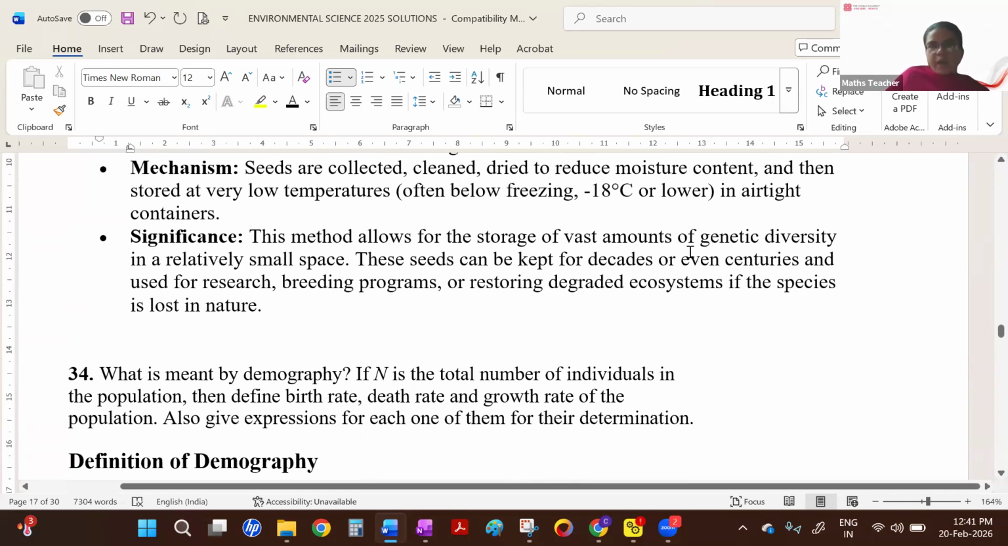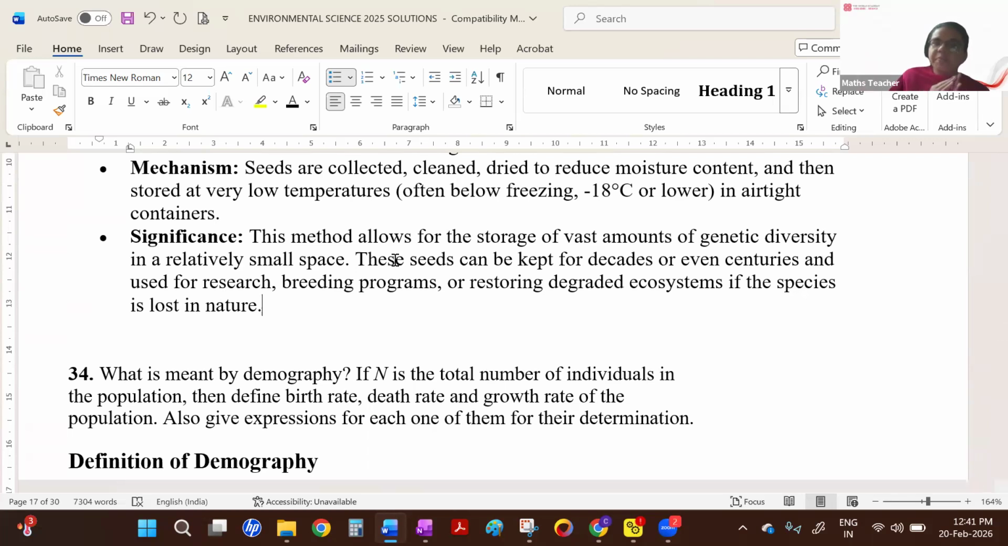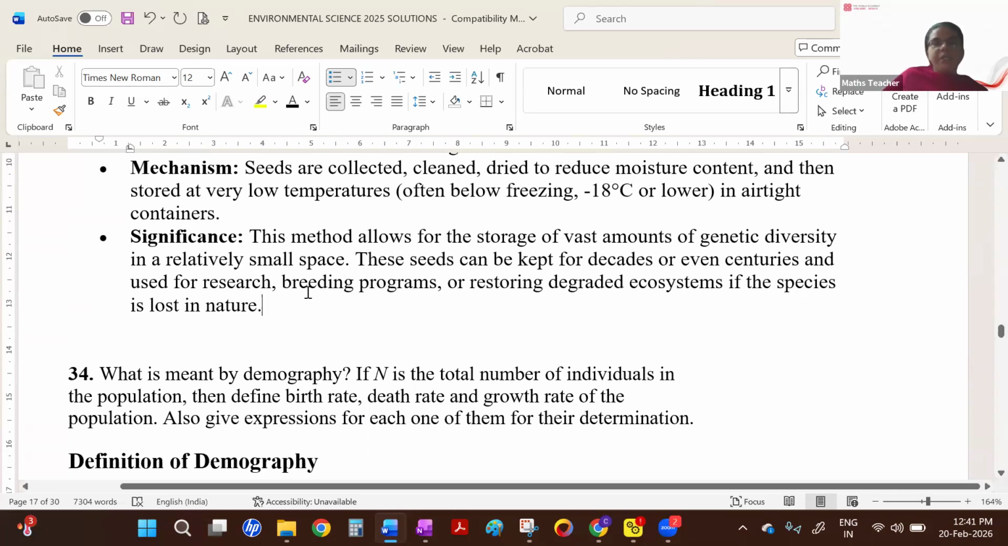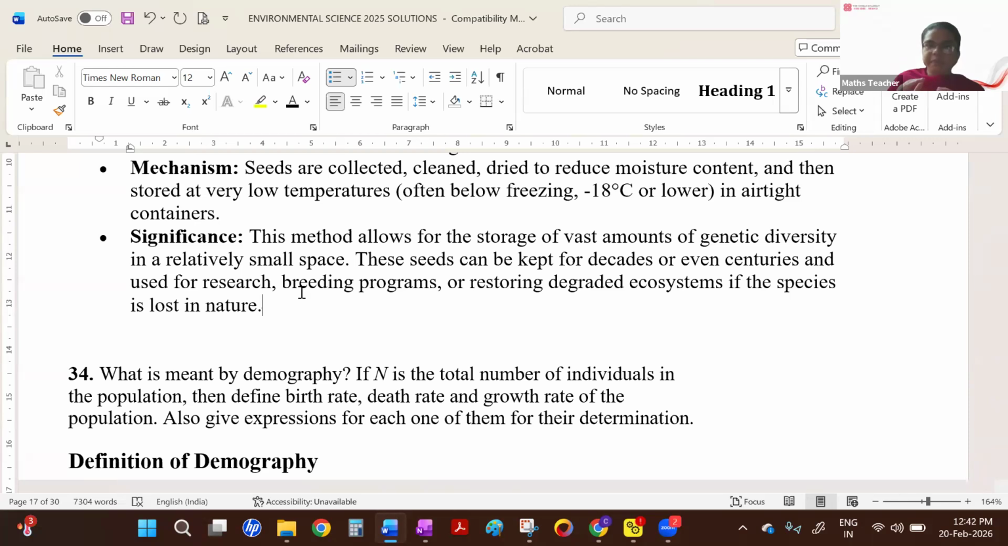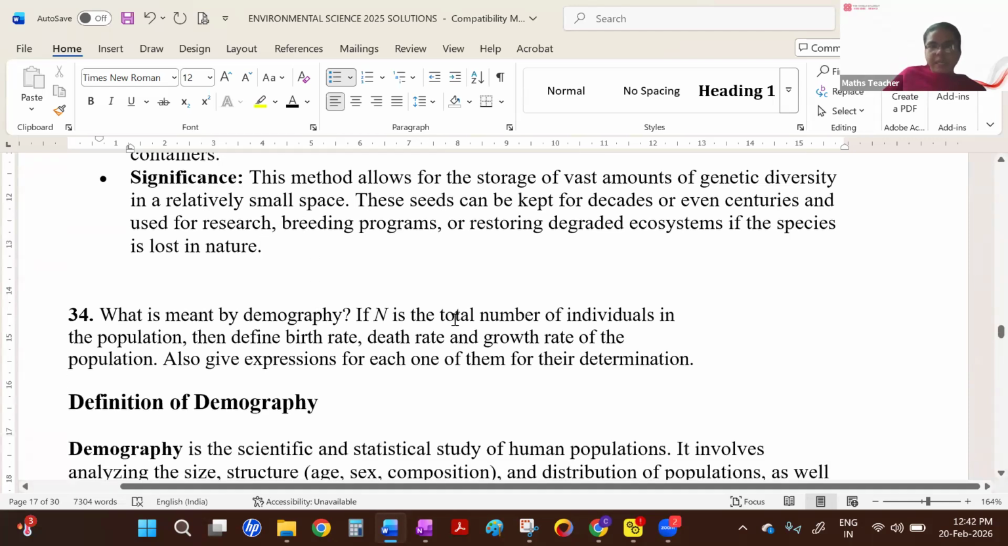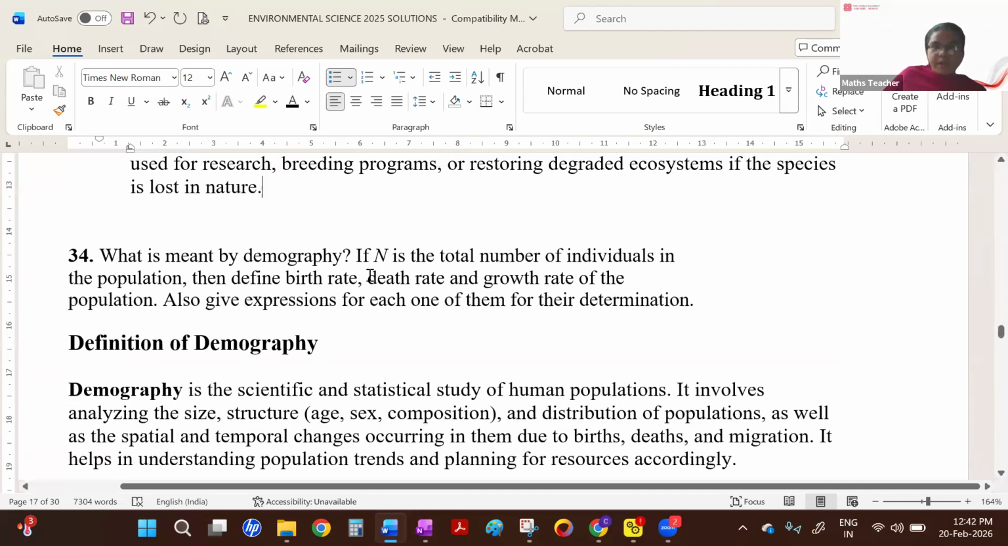Then, what is the significance here? This method allows for the storage of vast amounts of genetic diversity. Okay, so a lot of species, those seeds can be preserved in a small space. And these seeds can be kept for decades or even centuries and used for research and other things. Because they are stored in below freezing temperatures, at minus 18 degrees C, we will be able to preserve them for many years, even for centuries. Later on, people can do a lot of research and breeding programs on these seeds.